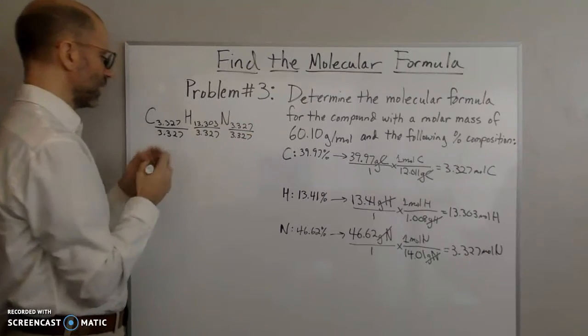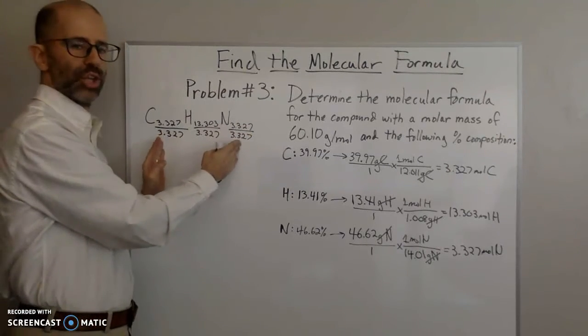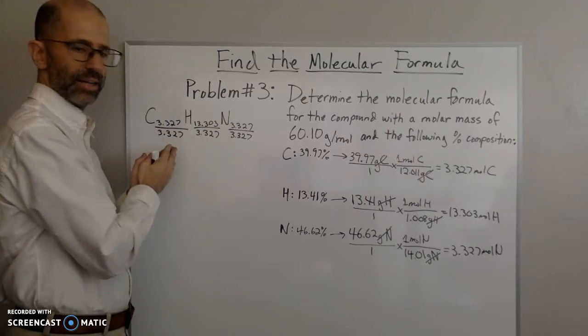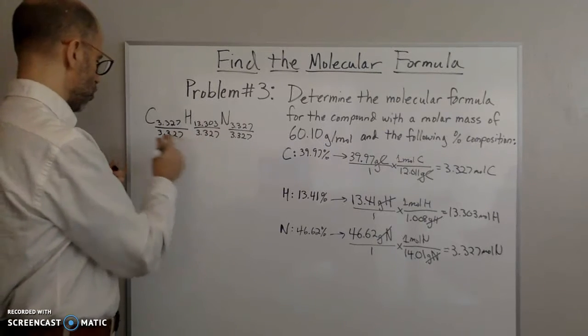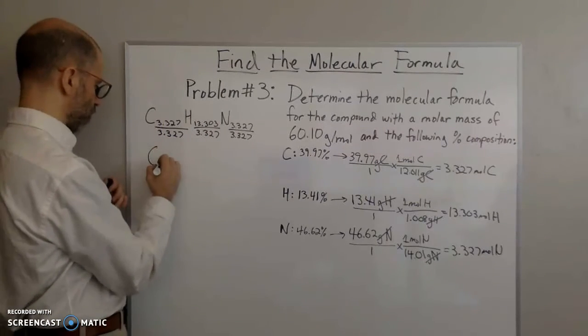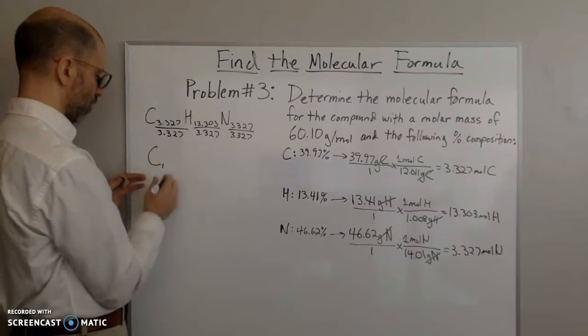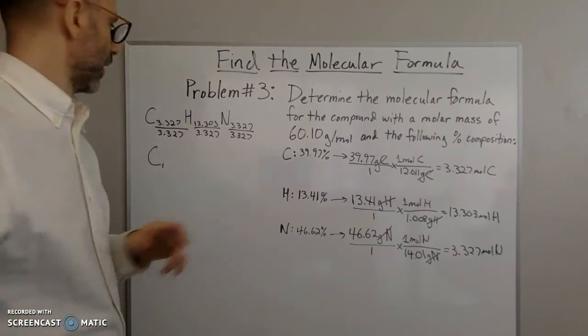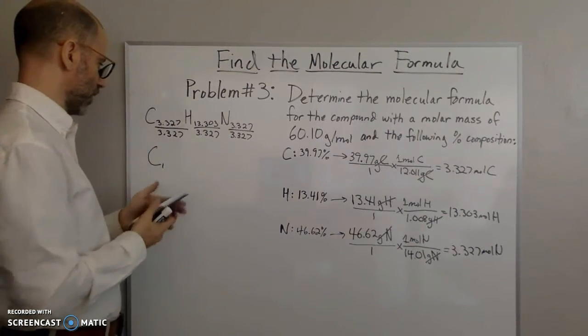And then what that's going to do is it's going to give me a ratio of 1 to something with regard to all of my elements. So carbon is going to be a 1. And nitrogen is going to be 1. We need to calculate this one here.